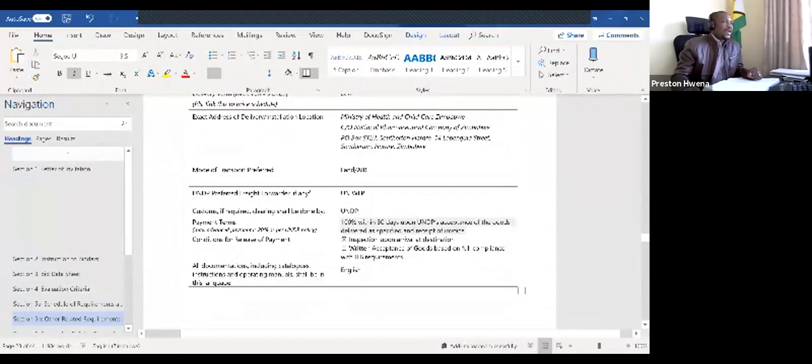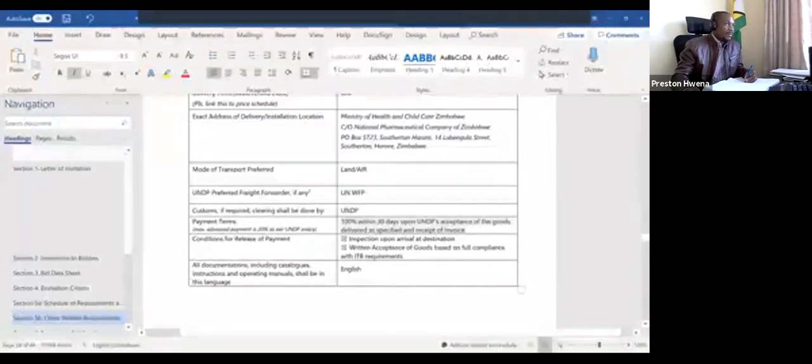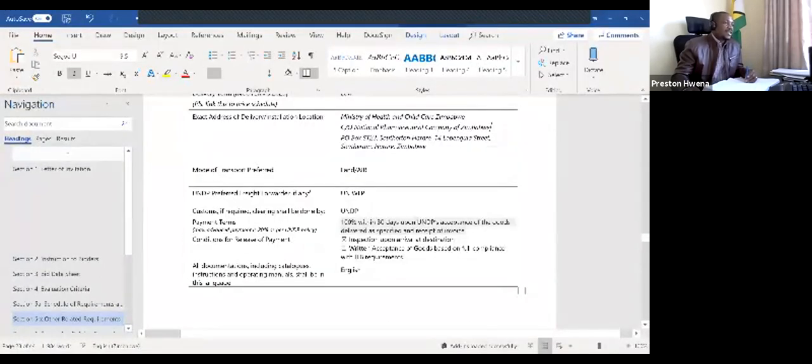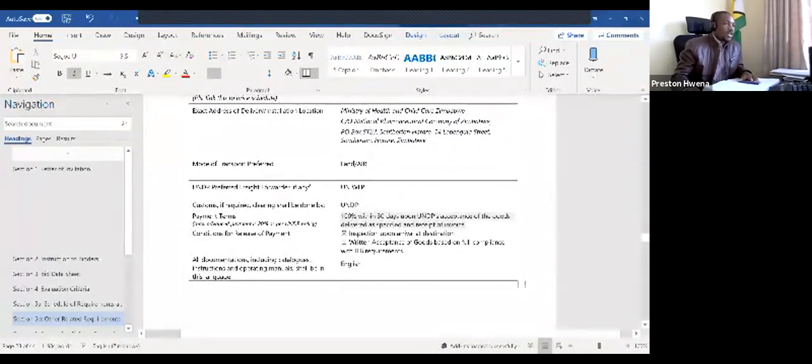If you are outside of Zimbabwe and you are delivering this, normally our preferred forwarder is UNWP, and we do our customs clearance, but not for the sample. This is for the finished product in case we have given you the order and you are outside of Zimbabwe. And please note that as UN, we are exempted from paying duty. So make sure that when you are quoting us, your price should not include any duties.